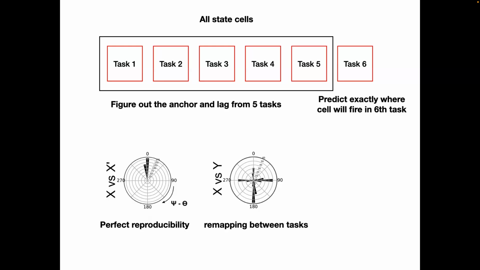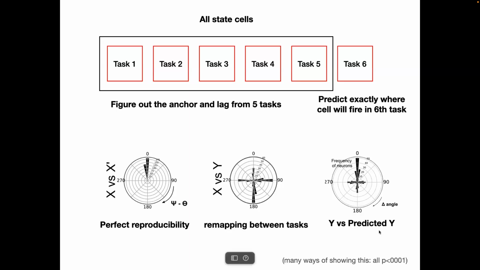I can sort them. I can take 5 tasks. I can find all of the best anchors, and I can see if I can predict where the cell's going to fire in the held out task. And if, instead of plotting X versus Y, I plot Y versus predicted Y, now I can start to predict where the cell's going to respond in this held out task. I can predict where it's going to remap to in a totally new situation.